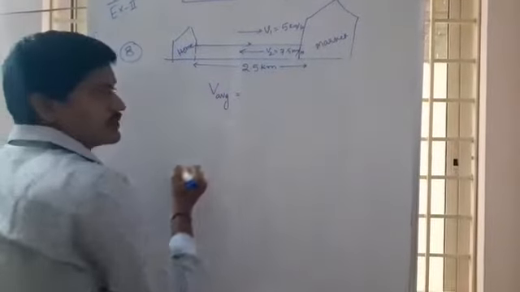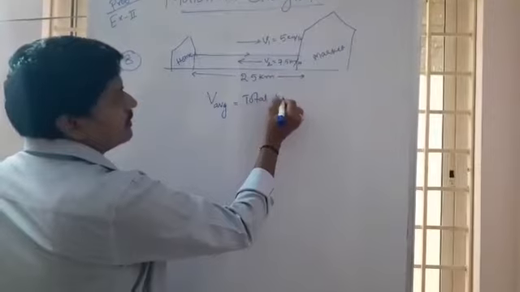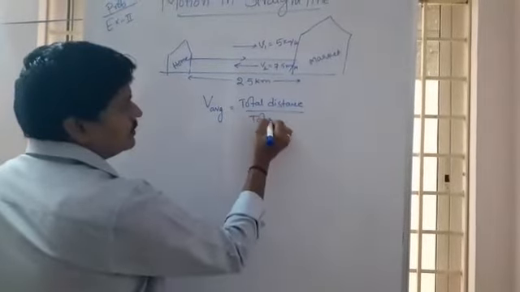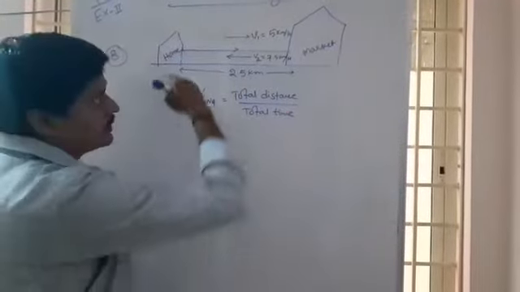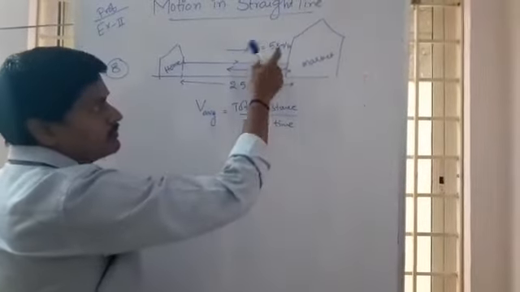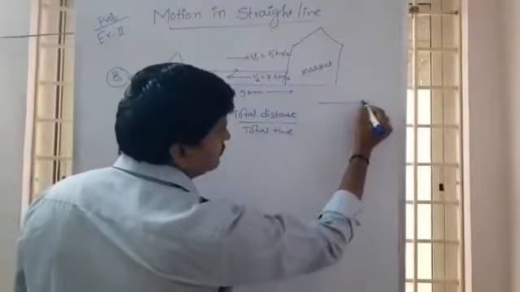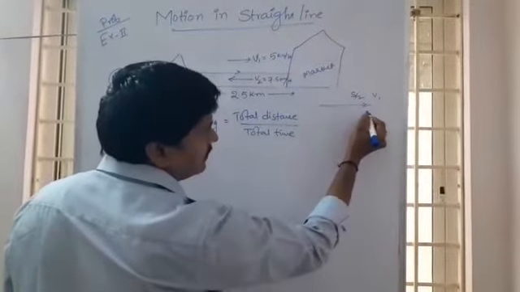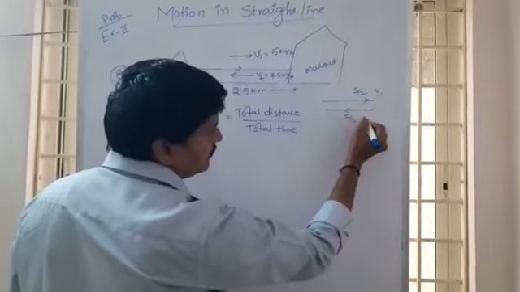Average speed is equal to total distance by total time taken. Here we can assume this is half distance, S by 2, covering with speed V1. Next half distance is covering with speed V2.